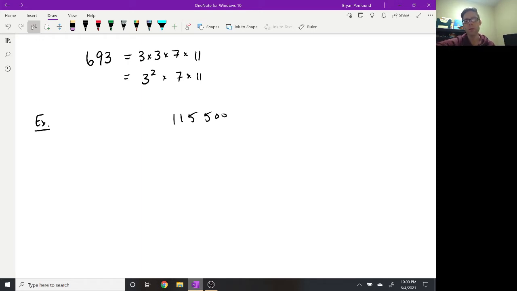Looking at this number, it definitely looks like it is divisible by 100. So that's maybe where I would start. I would take this number and divide it by 100, and that will give us 1,155. So 1,155 times 100 should give us that 115,500 that we started with.